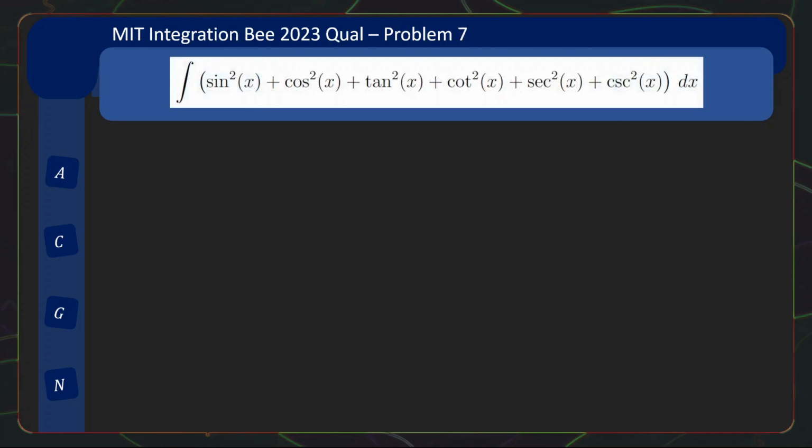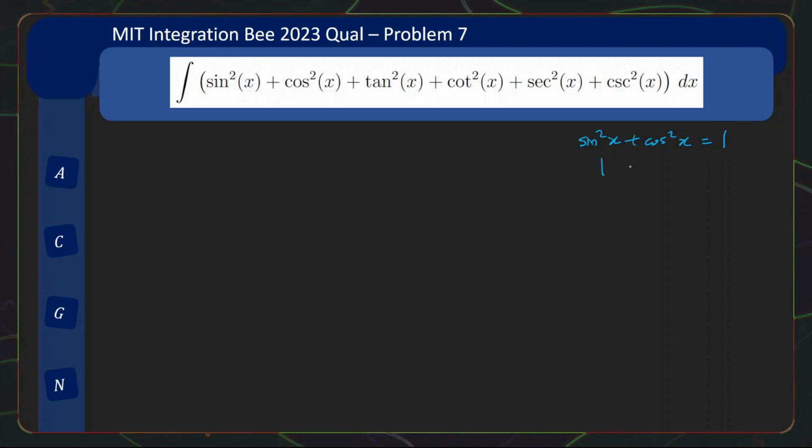Wow, question 7. This is a string of trigo squared. So when you see a question like this, what you will want to recall are the square trigo identities. So obviously sine squared plus cosine squared equals 1 is the most fundamental one.